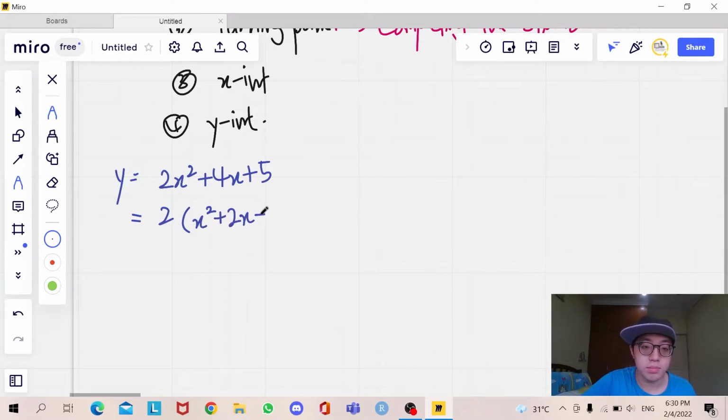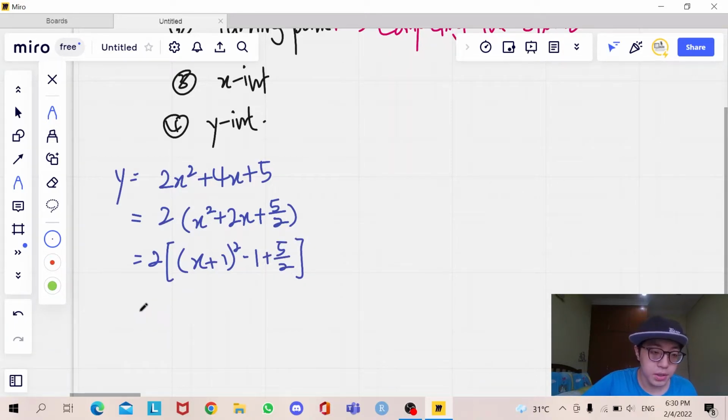Plus 2x plus 5 divided by 2. All right, so this is the first step. The second step is we need to create a square bracket so that the inside here is equal to the coefficient of x divided by 2 squared, always minus the square of the number here, so it's minus 1, and then bring down plus 5 over 2.